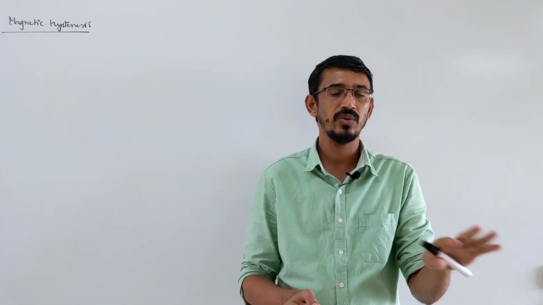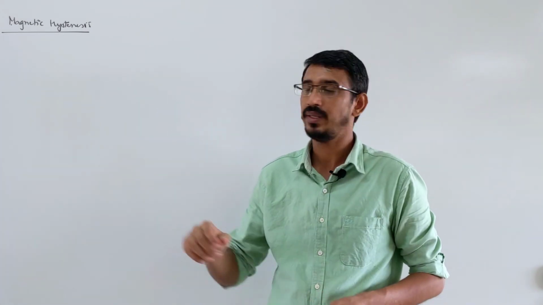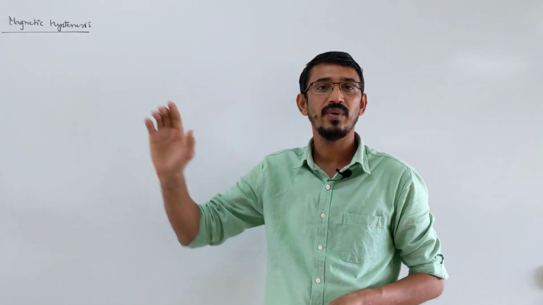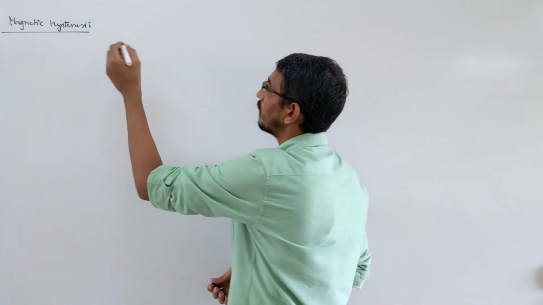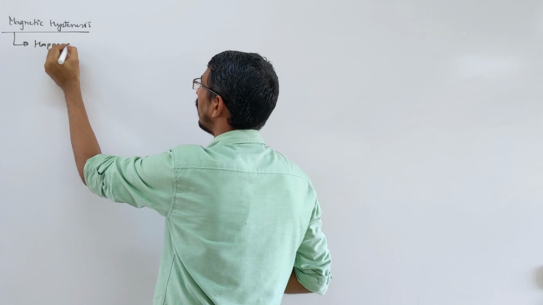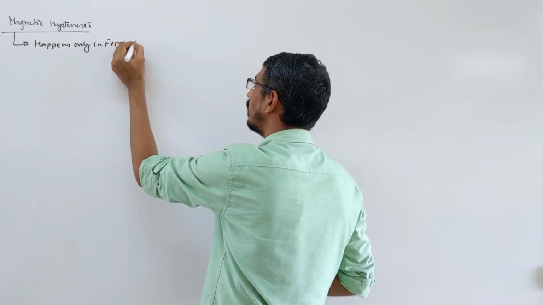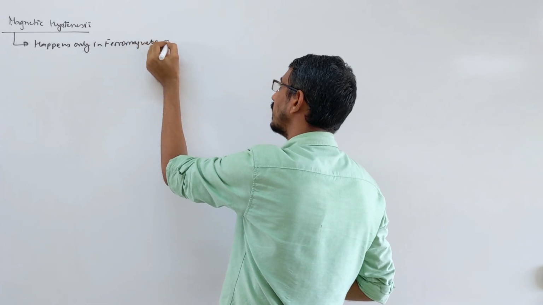When your current becomes zero, slowly the magnetic field is reducing. But what happens when you talk about ferromagnet? This phenomenon happens only in ferromagnetic materials. Let me write here. Happens only in ferromagnetic materials.